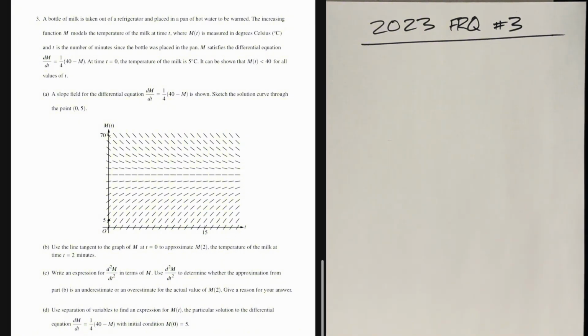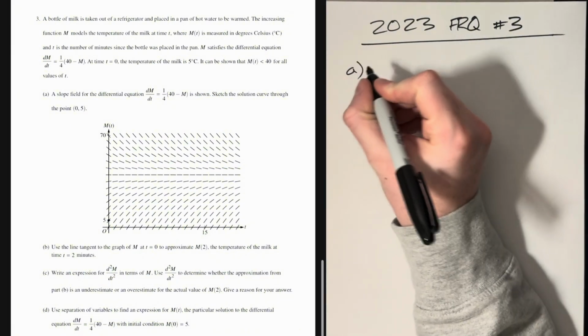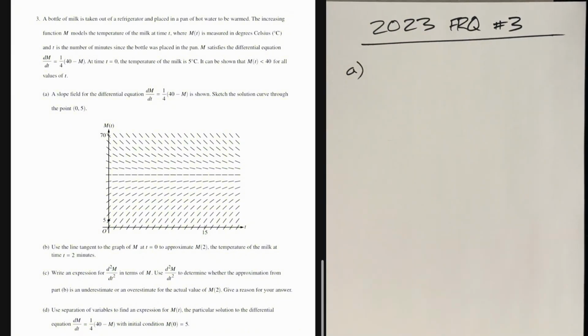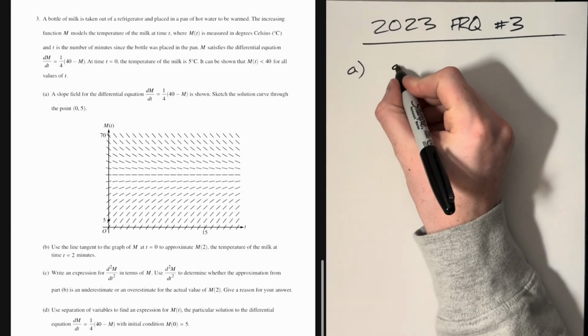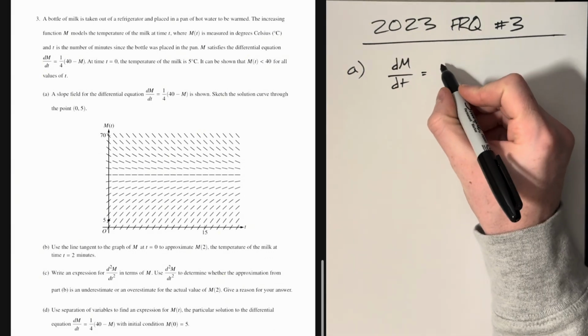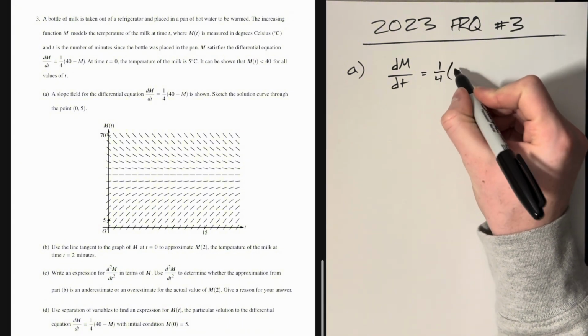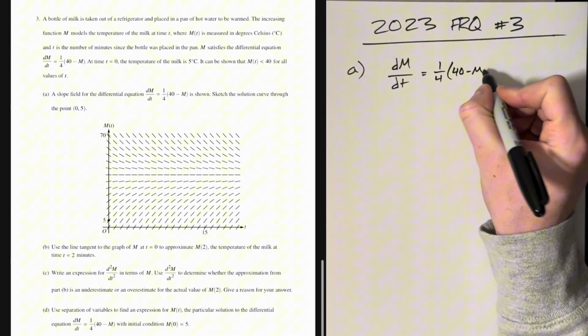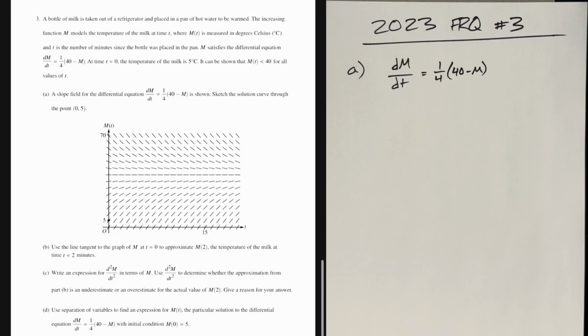Okay, so we got this pan of milk. There's a differential that represents the relationship between the temperature and the time. Let's look at part A. So part A says a slope field for the differential equation dm/dt equals 1/4 times (40 minus m) is shown. Sketch the solution curve through the point (0, 5).